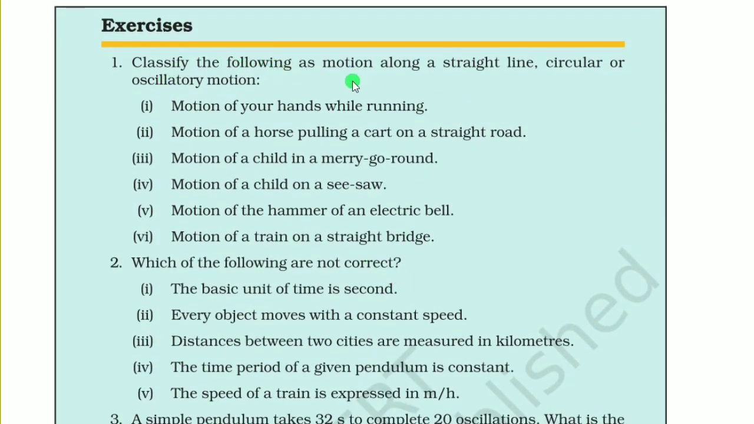Now classify the following as along a straight line, circular or oscillating motion. So remember, motion of your hands while running, it is oscillating motion. Motion of a horse pulling a cart in a straight road, it is a straight line motion. Motion of a child in a merry-go-round, sorry, it will be a circular motion. Motion of a child on a seesaw, it will be an oscillating motion.